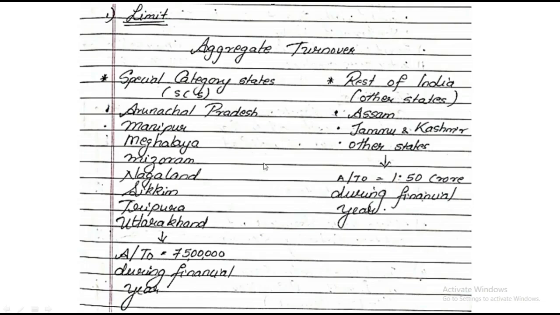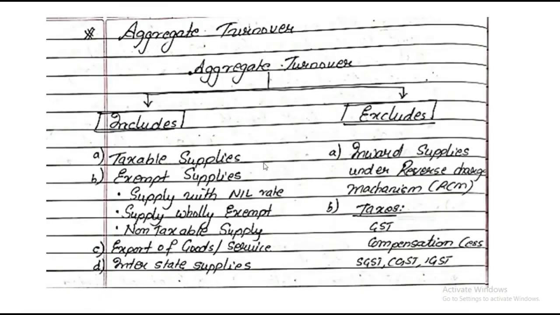Second, now comes the most important part. What do we mean by aggregate turnover? Everything is based on aggregate turnover. So what is this aggregate turnover? To remember it in the simplest manner, I've divided it into two things: what it includes and what it excludes.